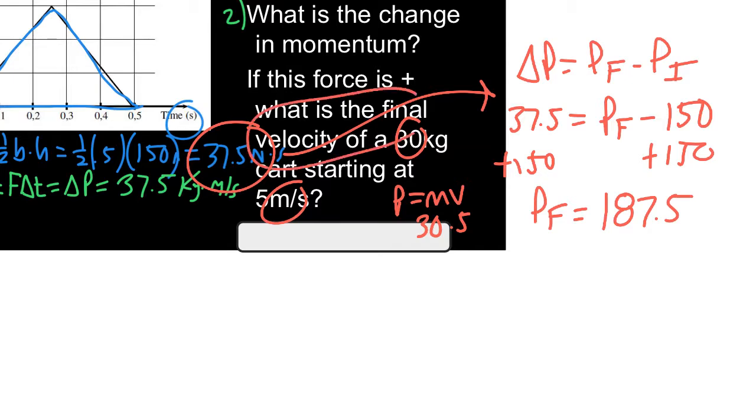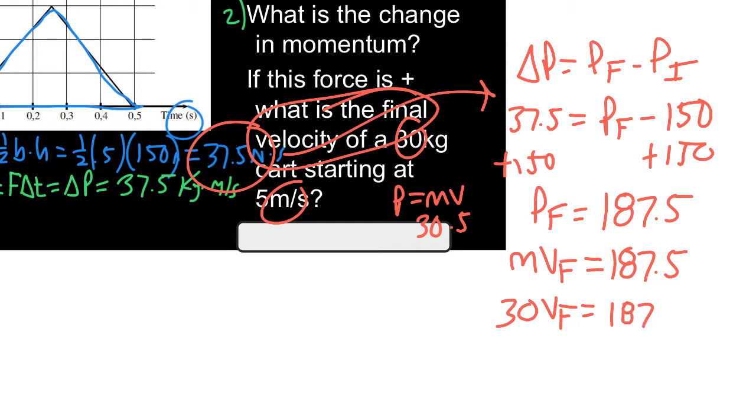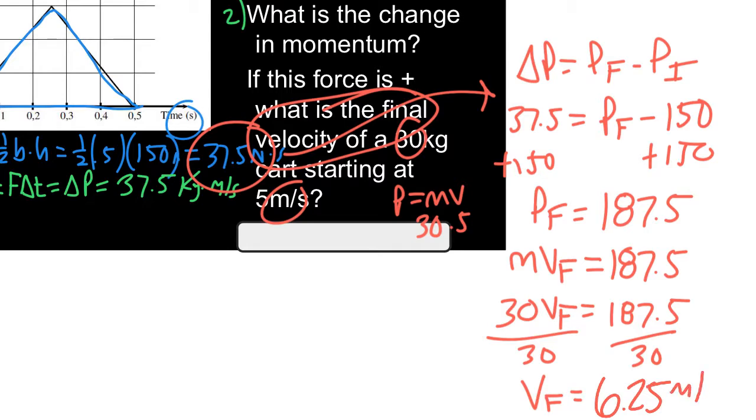But remember, we want the final velocity. So mass times velocity final equals 187.5. And the mass is 30 kilograms. So divide both sides by 30, and we get the final velocity. We get about 6 1/4 meters per second.